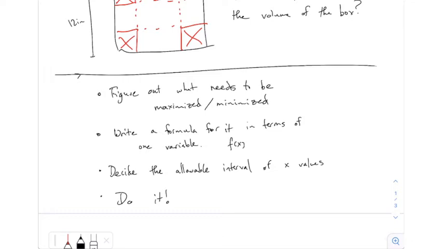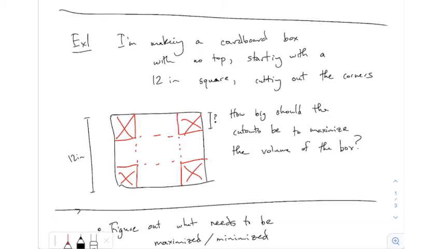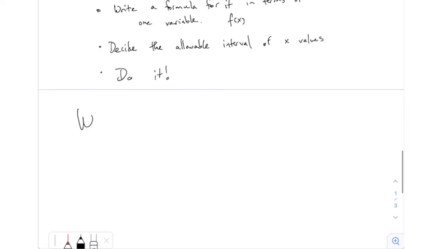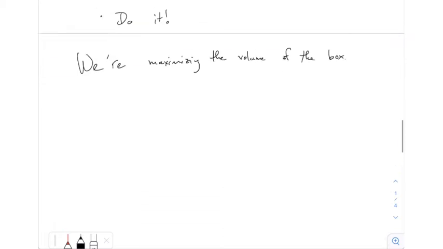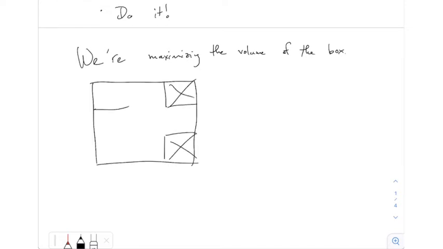Okay, so let's go back to our example. First question, what exactly needs to be maximized or minimized? The answer is the volume of the box. So in our example, we're maximizing the volume of the box. I'll redraw that picture here. It's like this, and then we have these corners that are cut out. We are trying to maximize the volume of the box, and I would like to write a formula for the volume in terms of one variable.